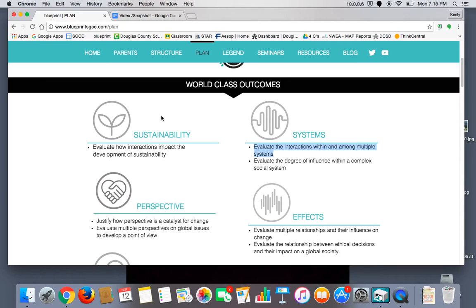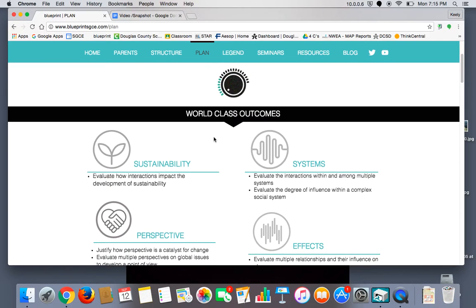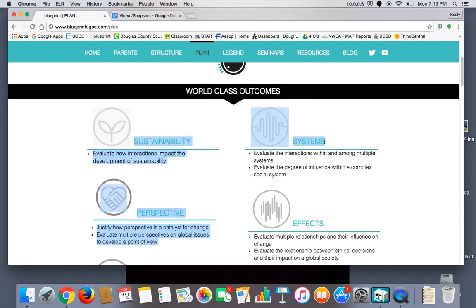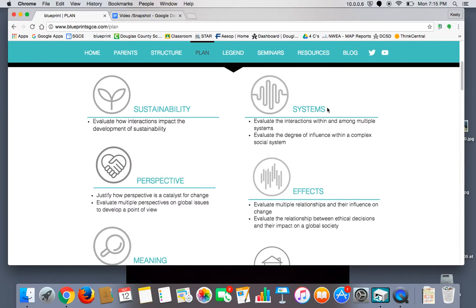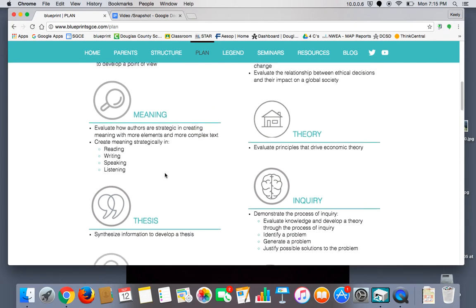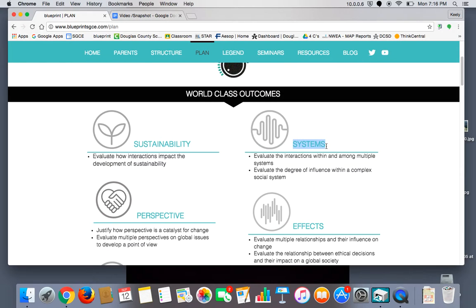When I look at the world-class outcomes on our planning page, and again, they're at the top because this is what we're striving for, I am lucky enough to see a theme called systems. You'll see here that each world-class outcome is under a theme, and so that's a really good place to start to look. Looking at these bigger themes so that we have an idea of what we're looking at underneath. So these words in blue letters tell us the bigger theme that we might be going for. Like I said, in my content I see systems, and I happen to see a systems theme in my world-class outcome. And so that gives me a good place to start.